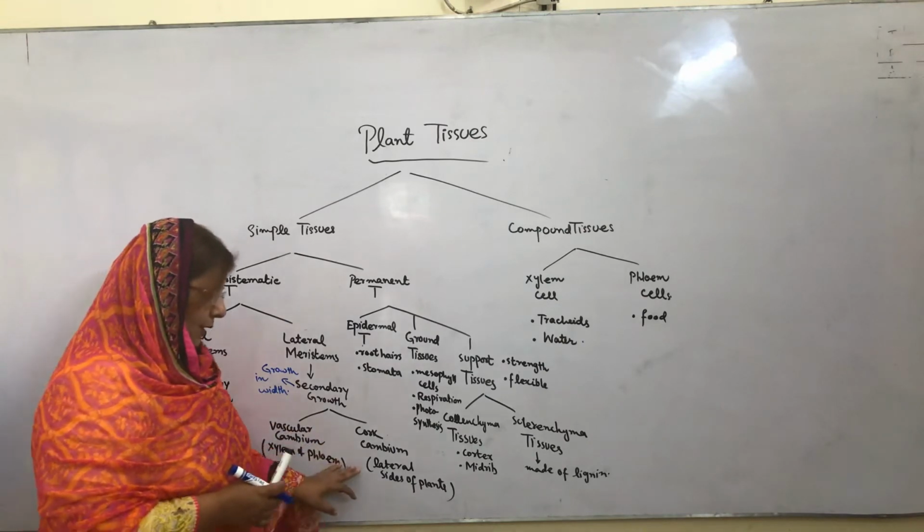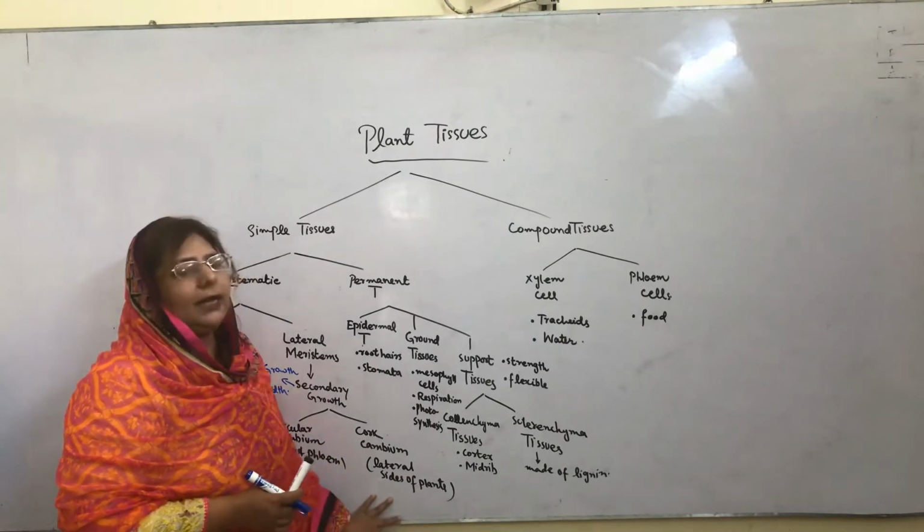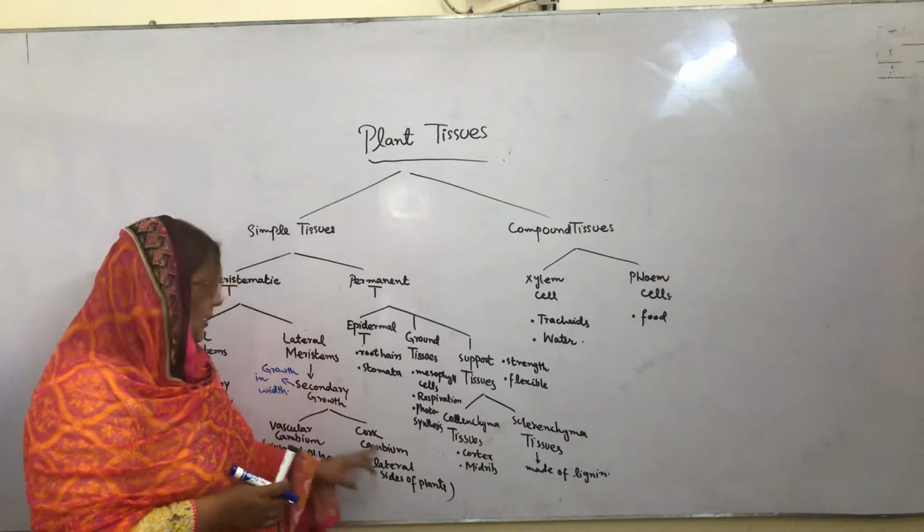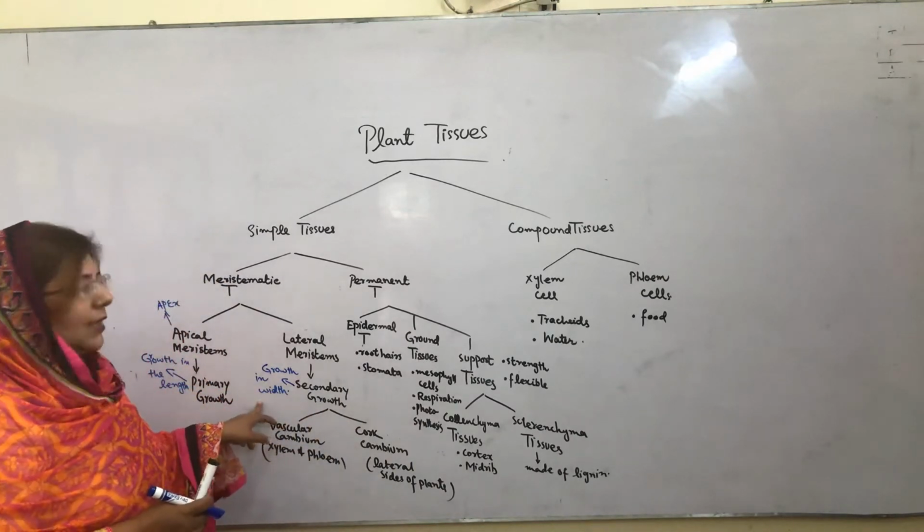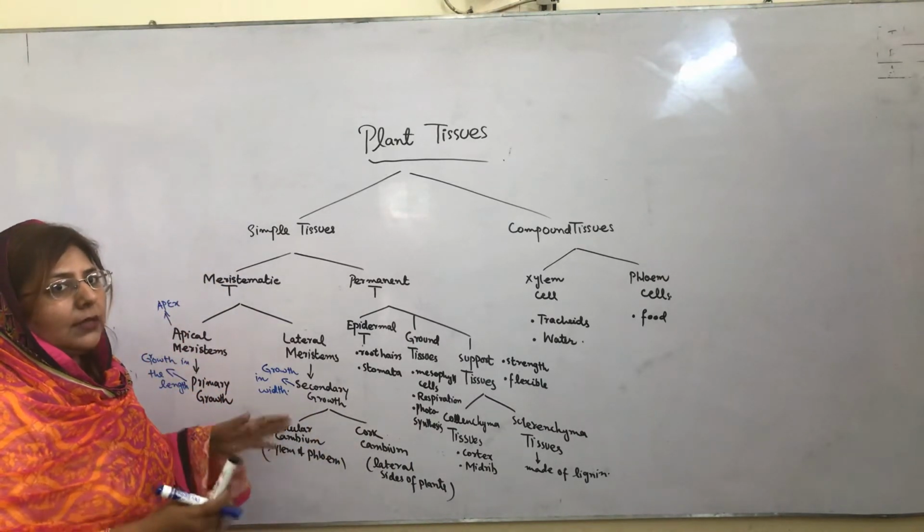Then cork cambium is produced at the lateral sides of the plant, and it helps in growth and increases the size of the plant in width.